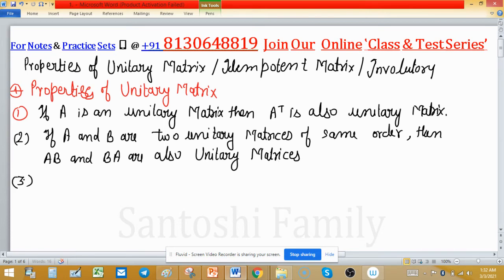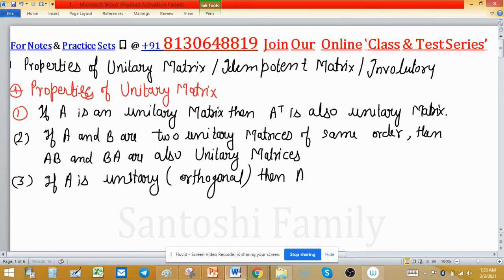The third property is: if A is a unitary matrix, then A inverse is also a unitary matrix. If A is unitary, or orthogonal in the real case and unitary in all cases, including complex, then A inverse is also unitary, or real orthogonal.